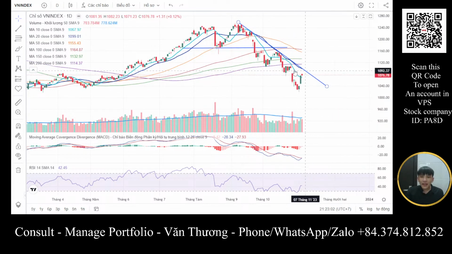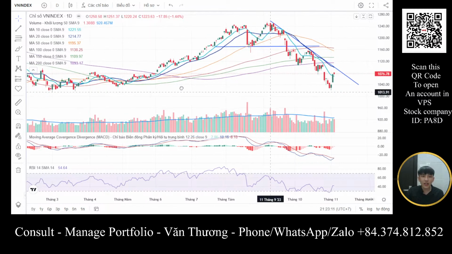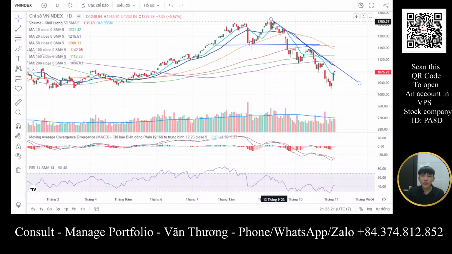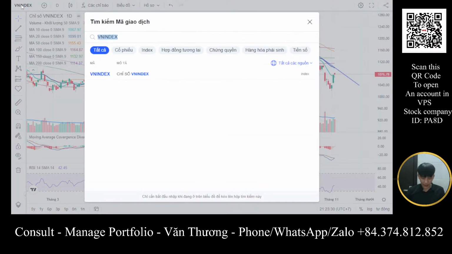Because there is no leader stock setting up in this area, look at the leader stocks in this bull market and the big companies in the Vietnam stock market, to judge whether the general market has bottomed or not. The first stock is the company VND.